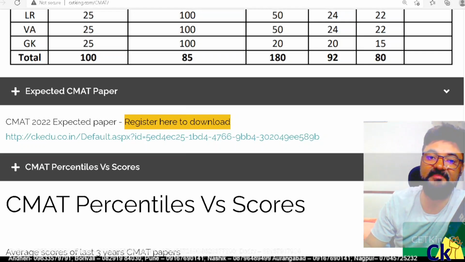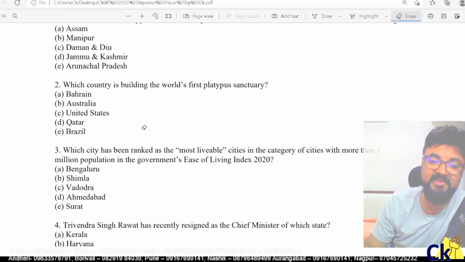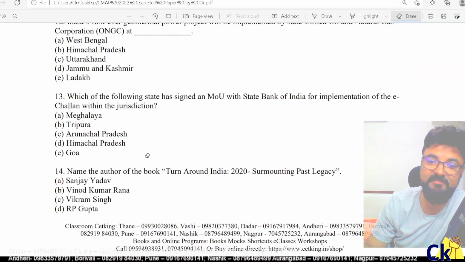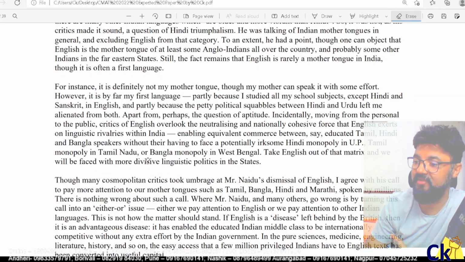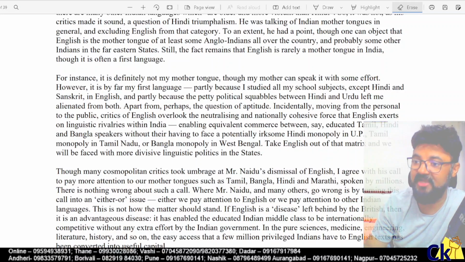I want you to download the paper and go through it, so that you understand what kind of questions are coming in the CMAT paper. So that's my request to you. Please download this paper and go through it. You will realize that CMAT is not difficult at all. So that will give you the confidence.